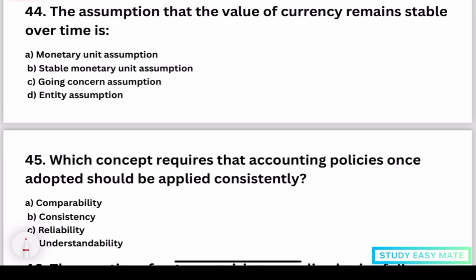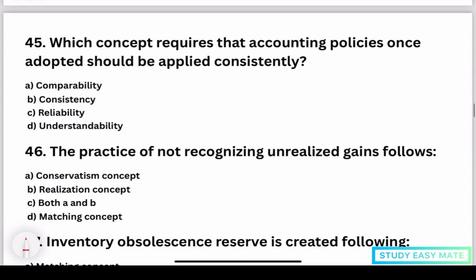So 44, the assumption that the value of currency remains stable over time is the stable monetary unit assumption. Why? Because it means the purchasing power of money doesn't change significantly. This assumption underlies historical cost accounting, but it is unrealistic due to inflation and deflation.